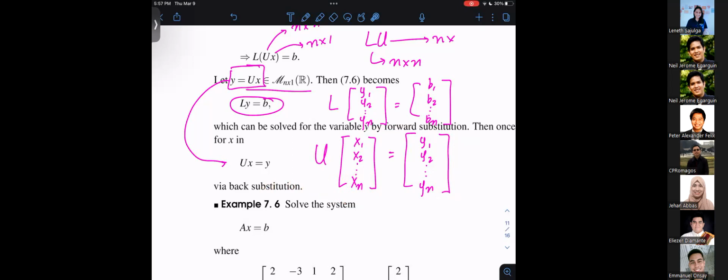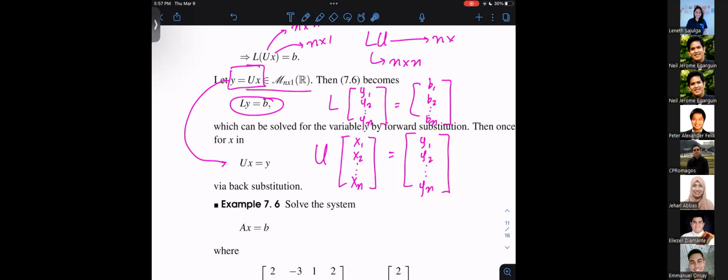That's not equal to 1, but that should be U_nn, right? Back substitution. So you'll get the value of x_n. Then you can use the value of x_n to retrieve x_(n-1) all the way up to x_1, right? But again, here, you will use the values of the y that you got from the previous step.